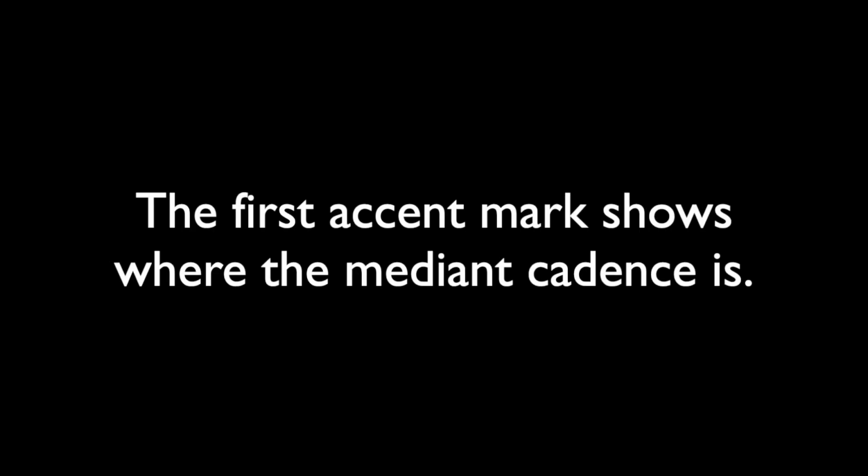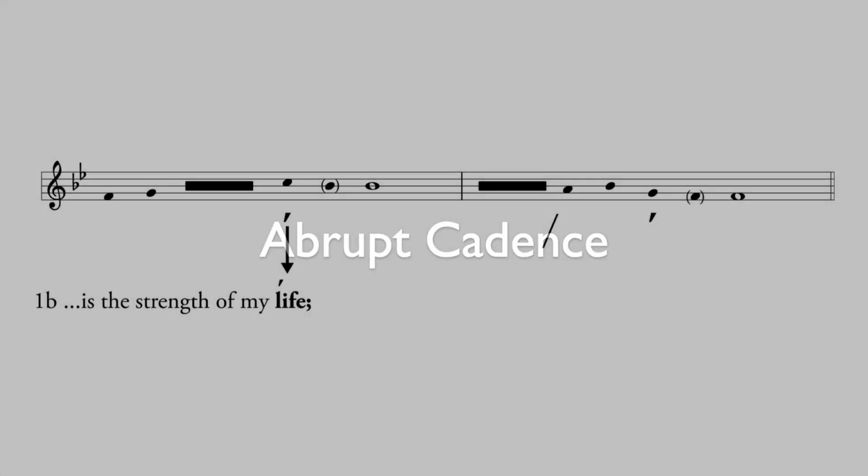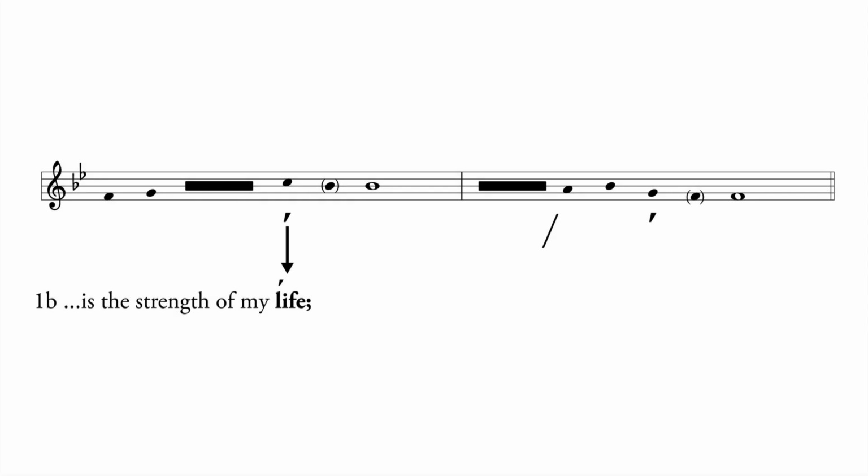We now get to the mediant cadence, which corresponds to the first accent mark. There are three possibilities for how the mediant cadence can be sung. The first is called an abrupt cadence, when the first half of the verse ends with an accented syllable. In this case, the accent will cover only one syllable, and you only sing the first note of the mediant cadence, like in life in verse 1b. The Lord is the strength of my life.